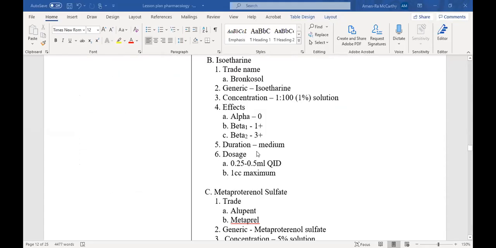Next drug, isoetharine. Isoetharine, trade name Bronchosol. All right. The concentration is a 1 to 100 ratio, or a 1% solution. Okay, let's look at the receptor effects. Alpha 0, beta 1 plus 1, beta 2 plus 3. Medium duration, dosage is 0.25 to 0.5 milliliters, with a 1 cc maximum. So Bronchosol has a 1 cc maximum.